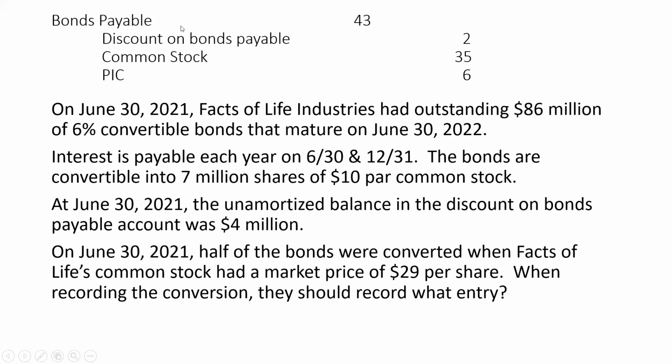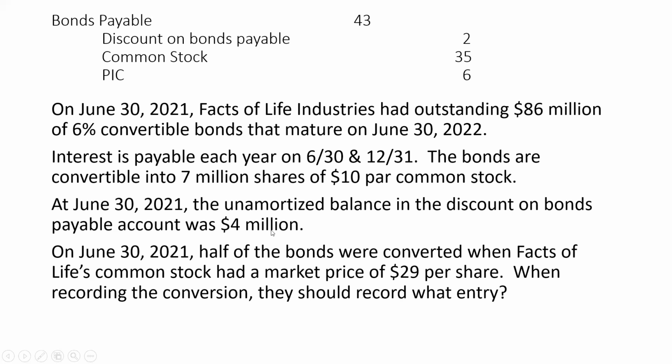So bonds payable is a normal credit balance. We're going to debit bonds payable for half of the 86 million. We also know that there was a discount. If it's a discount on bonds payable, that's a contra liability. So that would be a debit to discount on bonds payable. We want to get rid of half of that. So we're going to credit discount on bonds payable for half of the 4 million.